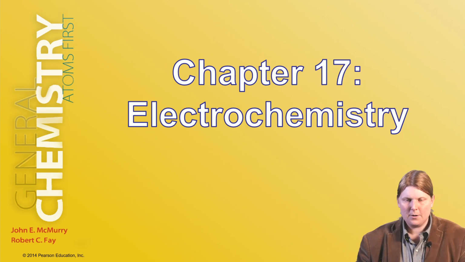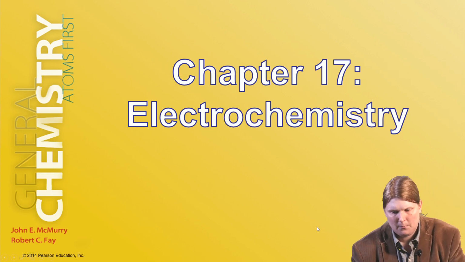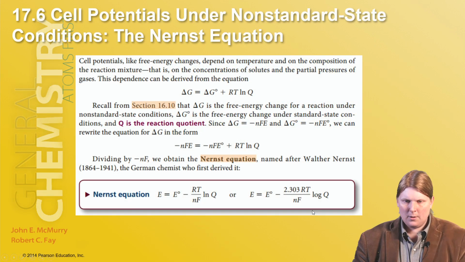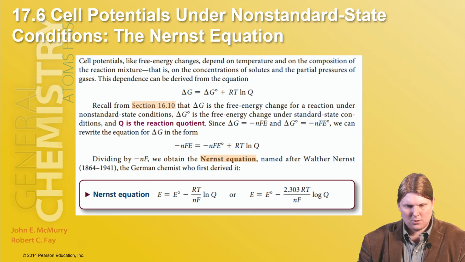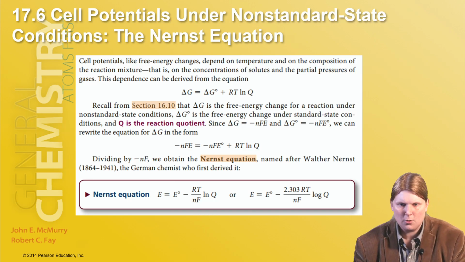All right, so this is part 2 of our Chapter 17 lecture on electrochemistry. Continuing on from where we were, we're looking now at 17.6, the cell potentials under non-standard state conditions, and the Nernst equation. Now the Nernst equation, it's a funny sounding name, is actually just extremely useful.